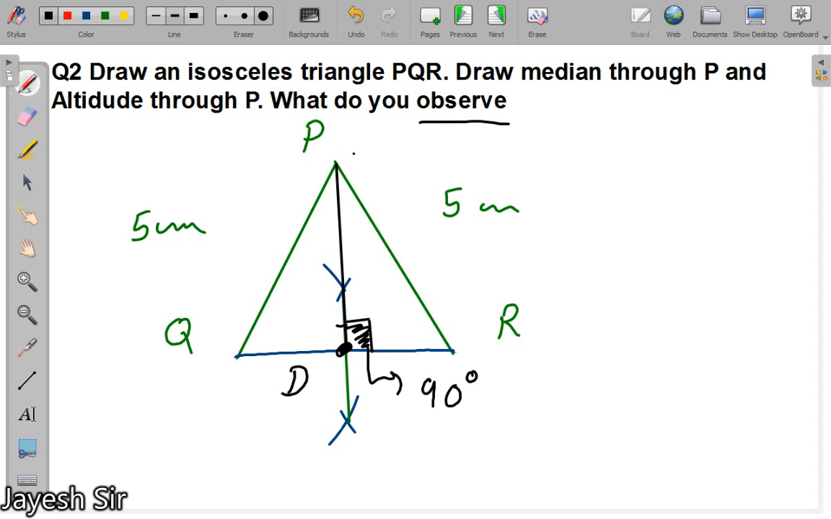So what do you need to do in your copy? First of all, draw this diagram like I told you. After that, you write down this line: for an isosceles triangle, median and altitude are the same line.